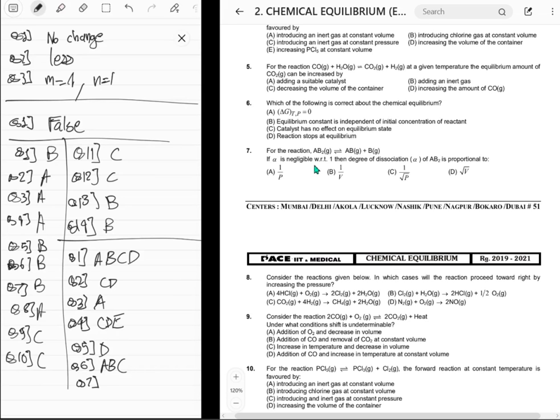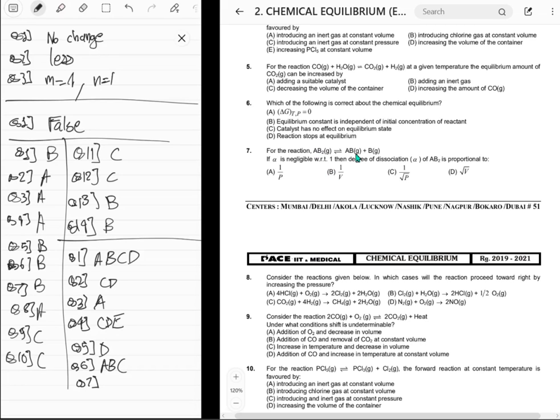Sorry. So if alpha is negligible with respect to 1, then it's proportional to... Oh, okay, I get it. So the thing is, this guy's pressure doesn't actually change a lot. If you just initially had some pressure of AB2, then it would be the same pressure after dissociation. It doesn't change that much.